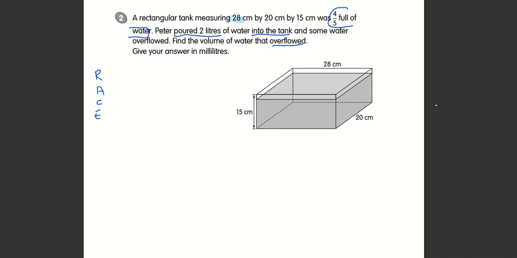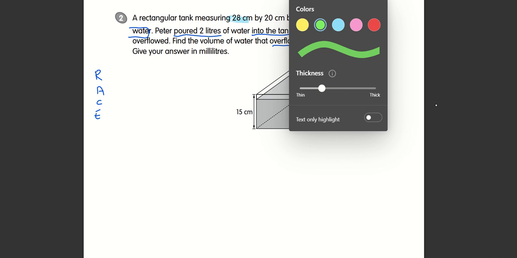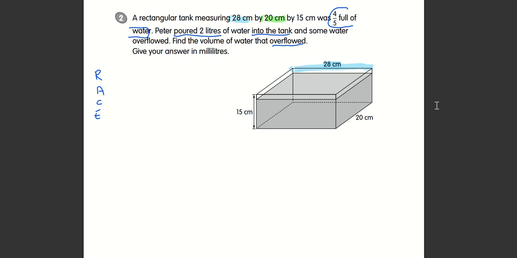So we have this tank here, a rectangular tank measuring 28 centimeters, that is the length. As usual, I'm using the highlighters to pick out the measurements, length, breadth and height. 15 centimeters. Okay, 4/5 full of water. This may be 4/5 at first, 4/5 full at first.